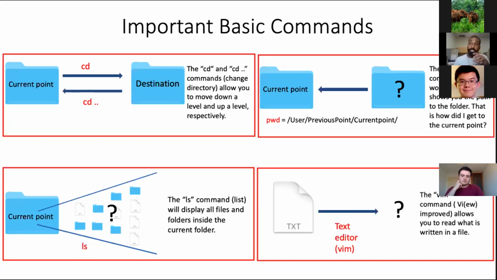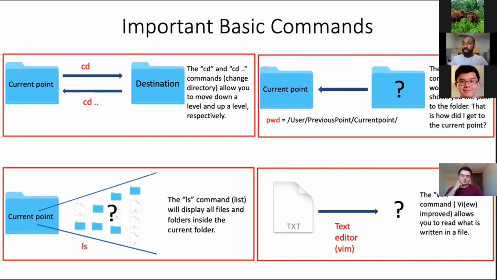So next we have the pwd command, which stands for present working directory. This command will show you the path to the directory you're currently in. So how did you get to where you are right now? What folders did you go through to get to the specific folder you're in?